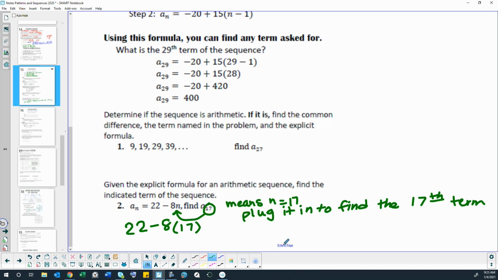So 22 minus 8 times 17, I'm using a calculator. And because I'm subtracting 8 over and over and over 17 times, I'm getting a negative number. So my answer, my 17th term, from subtracting 8 and then subtracting 8 and then subtracting 8 till we get to the 17th number is -114.